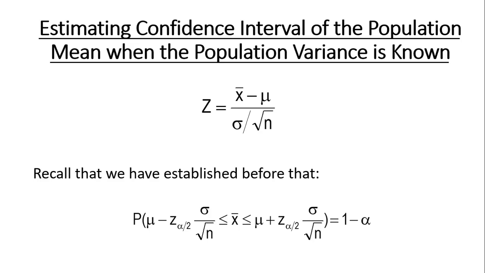If you make mu the subject of the formula, what are you supposed to have? This is cross multiplied to here, so you have z times this equals x bar minus mu. Remember, what do you want to do? We want to make mu the subject of the formula, or rather, let's first make x bar the subject of the formula.